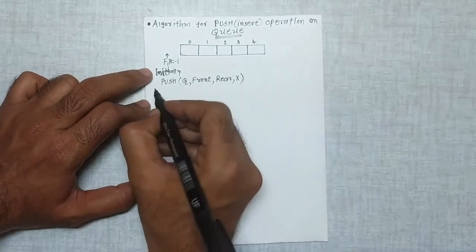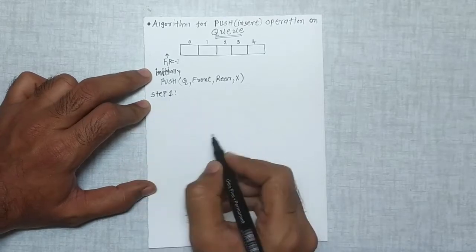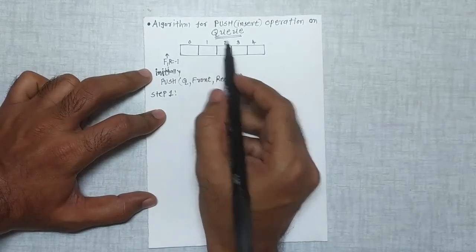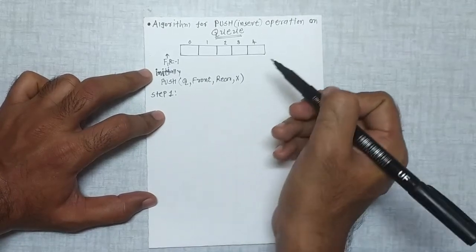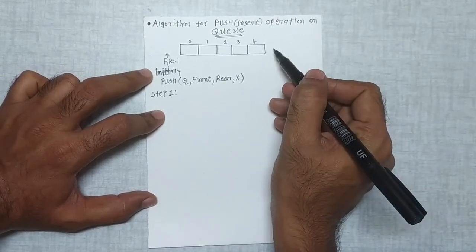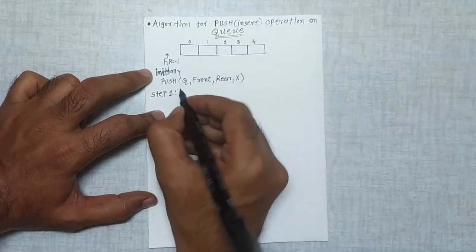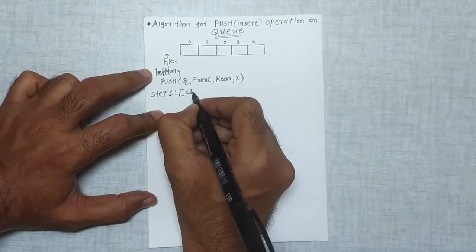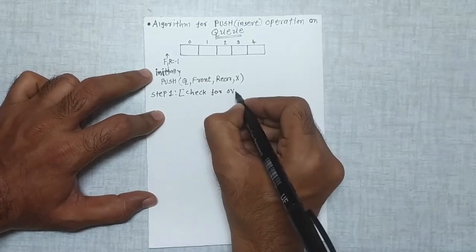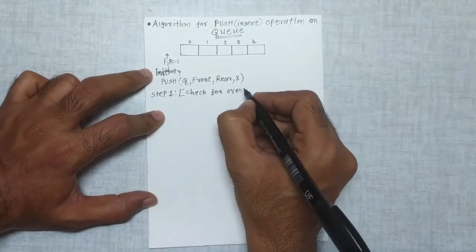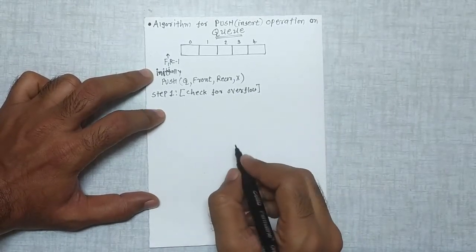First step of the algorithm, step 1: if the queue is filled, all the elements are filled, so we cannot perform any insert operation. So in this case we need to check for overflow. So how will we check overflow?